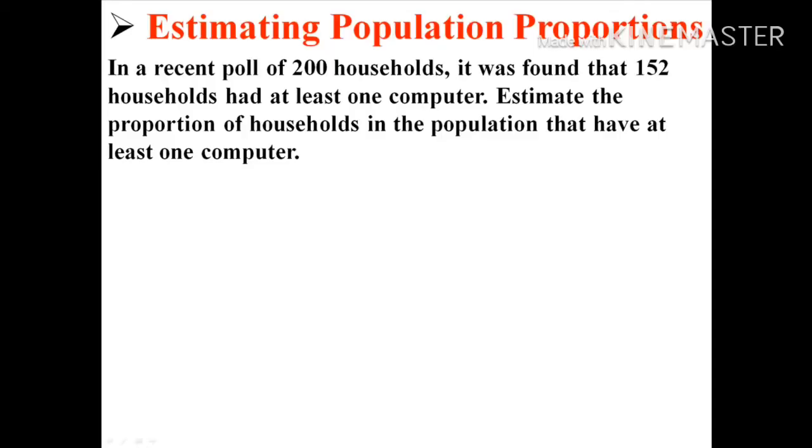In a recent poll of 200 households, it was found that 152 households had at least one computer. Estimate the proportion of households in the population that have at least one computer. Now our sample proportion is pretty easy to find. It's just x over n, or 152 over 200, and we find 0.76. That means in our sample, 76% of the households have at least one computer.